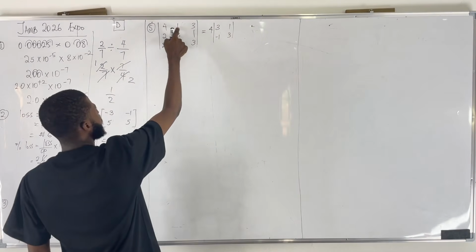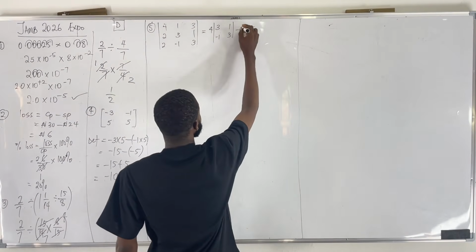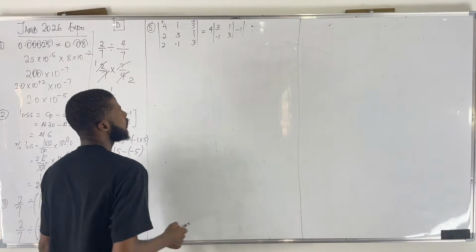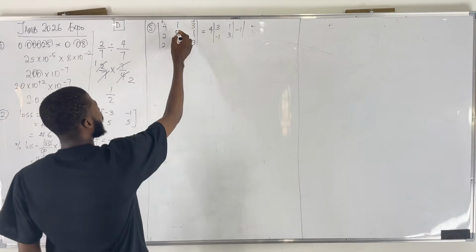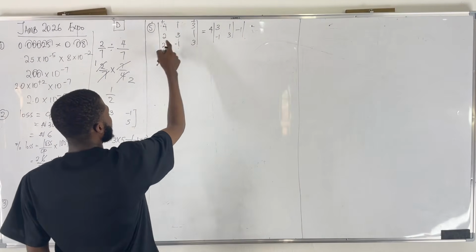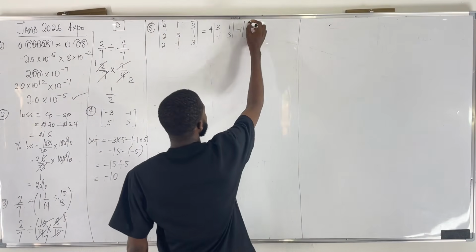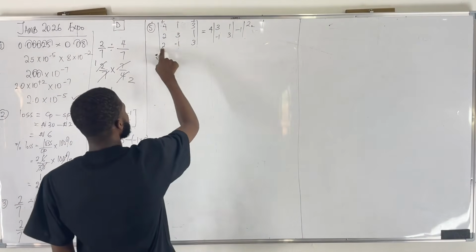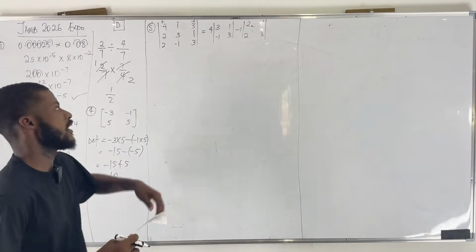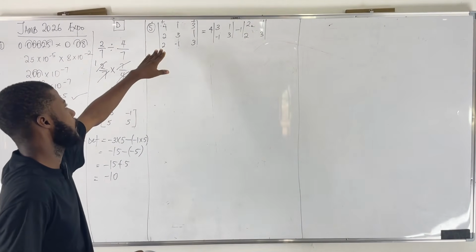Now the next number here is 1. So this one will become -1 because the formula will become plus minus plus. So for -1, when I eliminate this place where 1 is and eliminate this column, what will be remaining is 2, 1. So we have 2, 1, then 2, 3. I don't really want to be cancelling out.